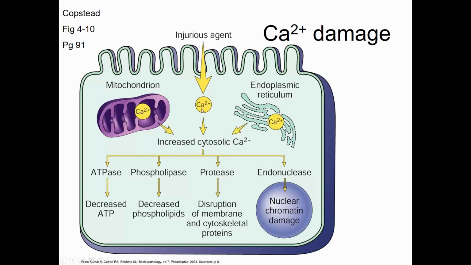If you have uncontrolled calcium, and that could be hypoxia, that could be free radicals, that could be some other issue, you start turning on all kinds of enzymes. So you burn up your ATP, you break down your phospholipids, you break down your proteins, you break down your chromatin, and then you have a cell that's having difficulty functioning because of the uncontrolled calcium. Uncontrolled calcium is often a final common death agent in terms of cells. So regulating calcium is very, very important for cell health.